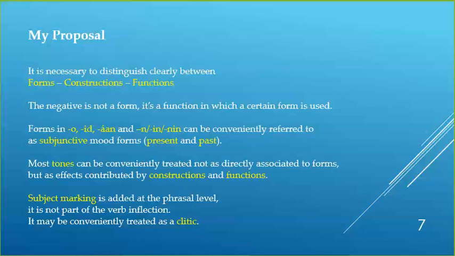And the same is true for subject marking, which I also would say is not really part of the verb inflection. It is something that is added at the phrasal level. And if the phrase ends with a verb, the subject marking ends up on the verb. But I think it could be more conveniently treated as some kind of clitic morpheme that ends up at the end of a noun phrase. And depending on what kind of word is the final one in that noun phrase, it can end up on a verb. But I don't think that the morphology of the verb per se really needs to deal with individual paradigms for subject marking.